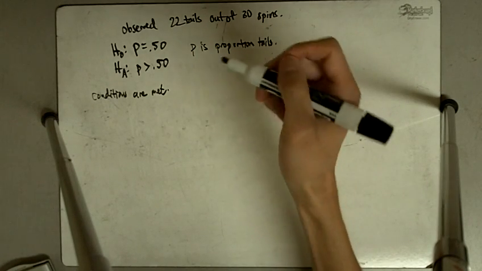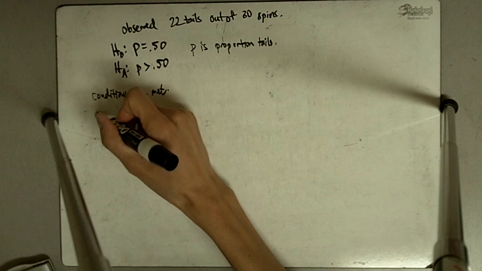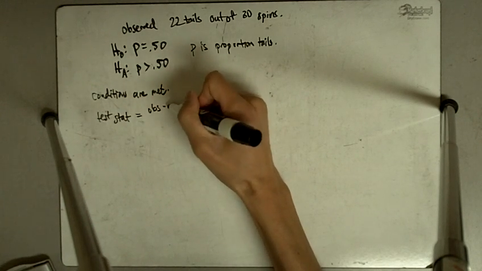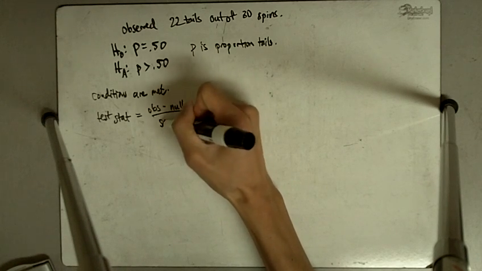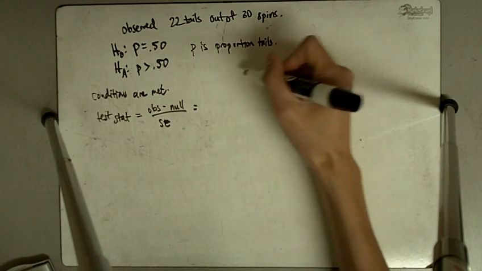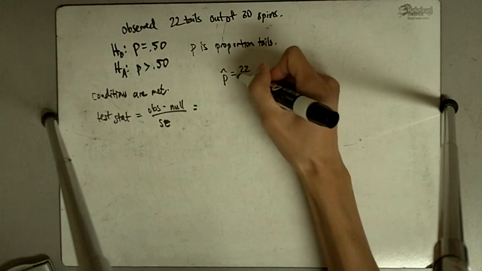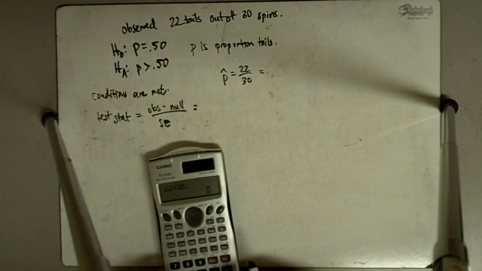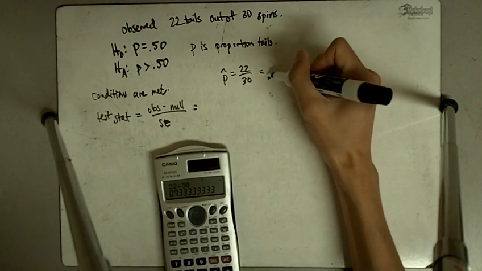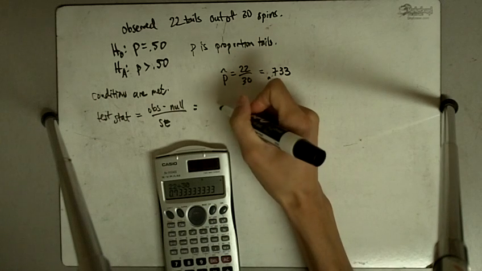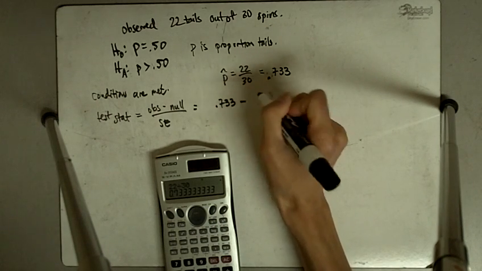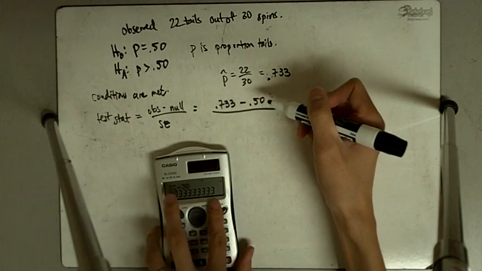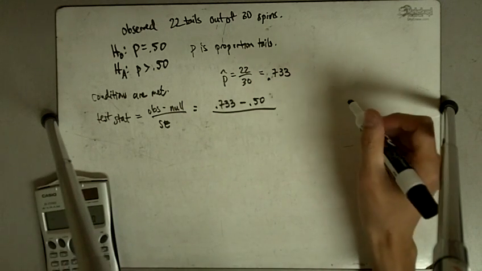And so now we have to figure out our test statistic. Our test statistic is what we observed minus what we stated in our null, divided by our standard error. So what we observed, our p hat, is that 22 out of 30 spins came up tails. So we observed 22 divided by 30, 0.733. Our null hypothesis says we're expecting a proportion of tails to be 0.50, and we've got to figure out our standard error.